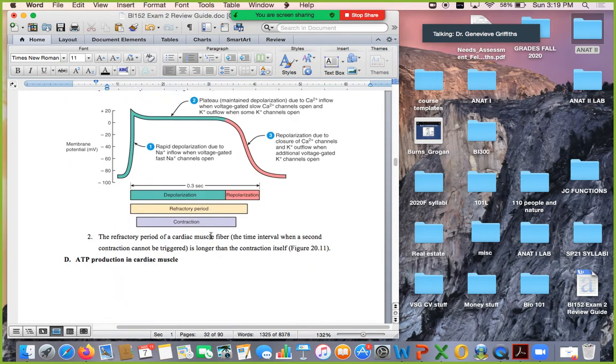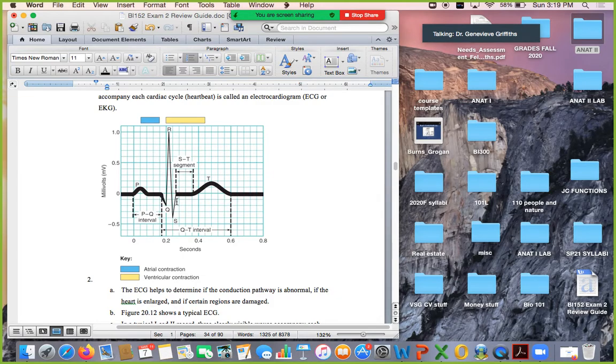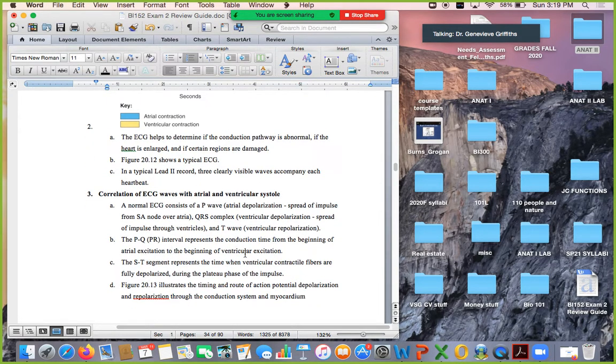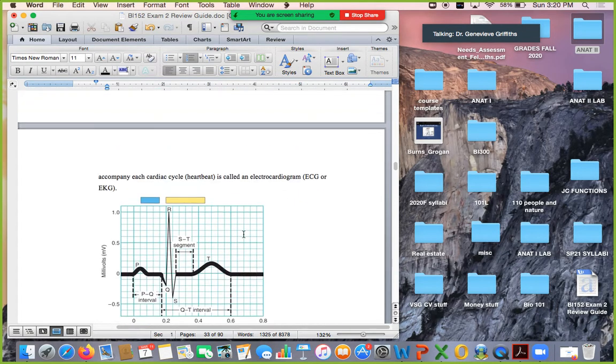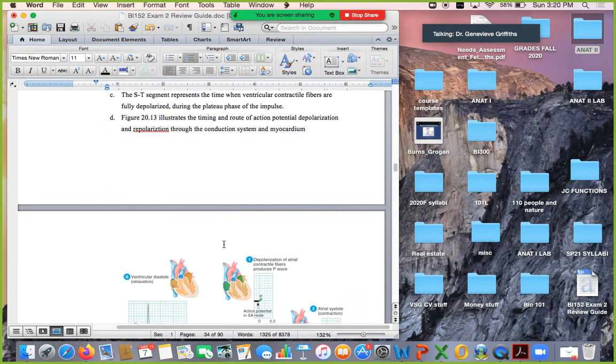There's a little bit of a lag time. And that's depicted here as this QRST, right? And that is going to be the beginning of ventricular excitation. That S to T time frame represents contractility of the ventricular fibers, so that's the nice long ventricular contraction here. And then T is going to be recovery.